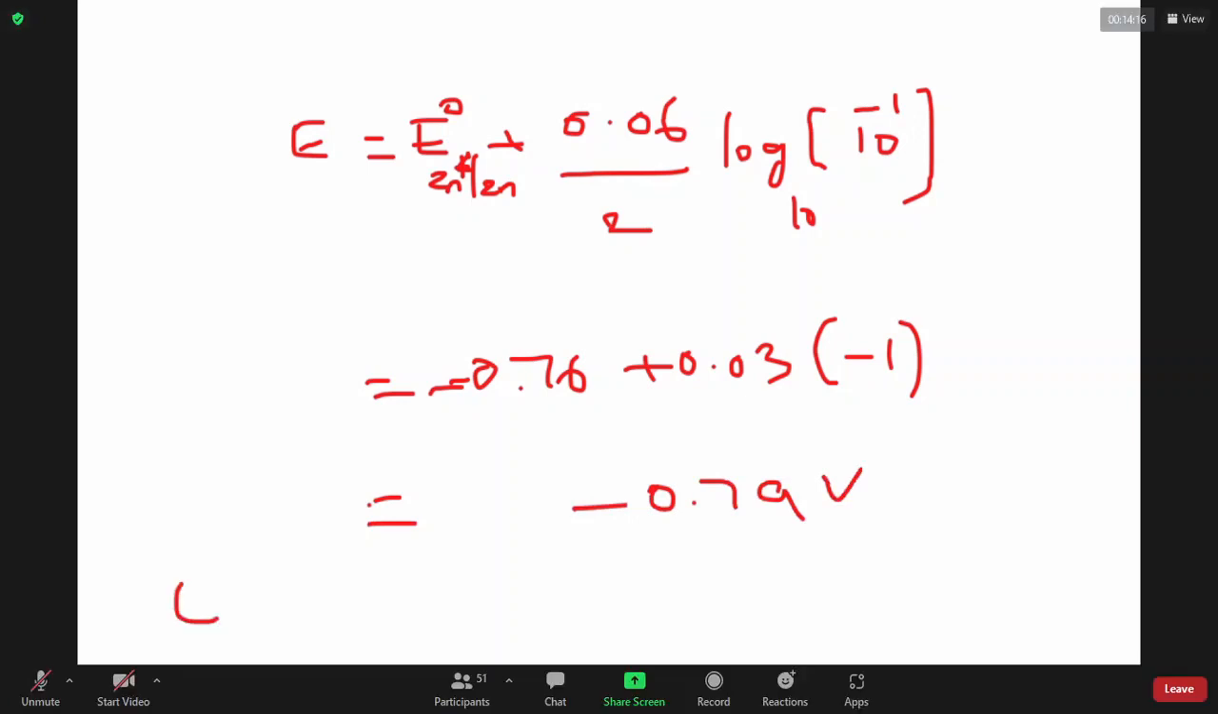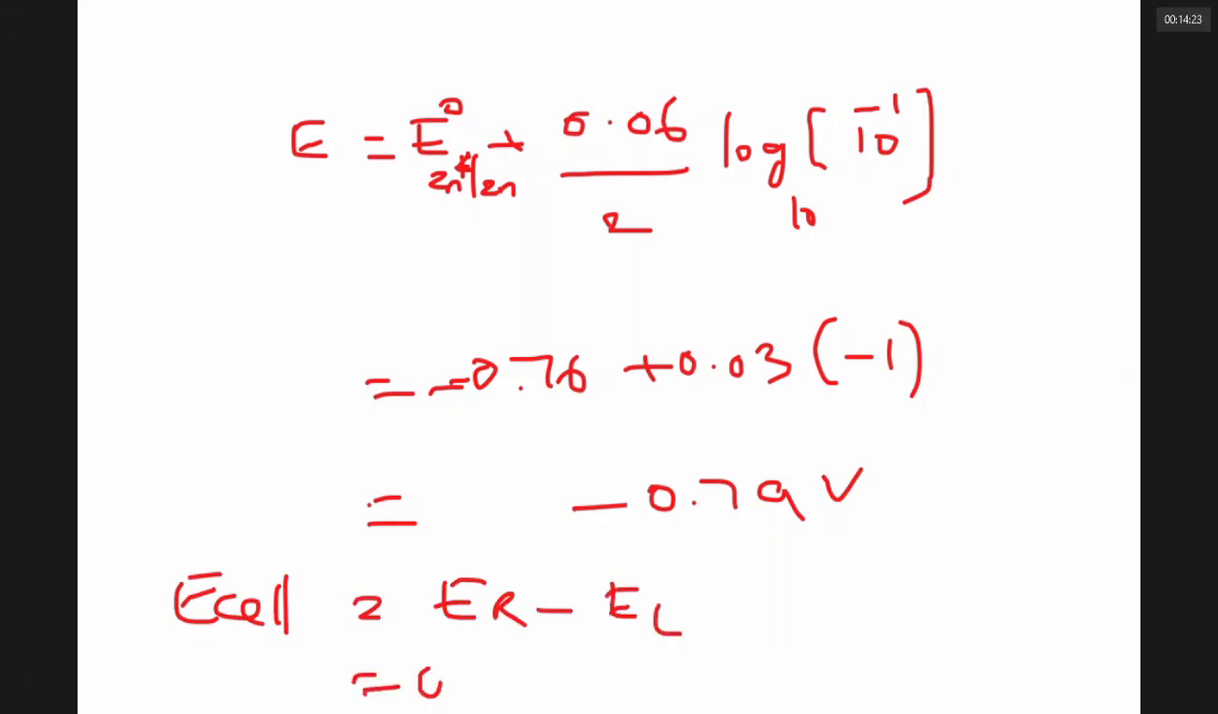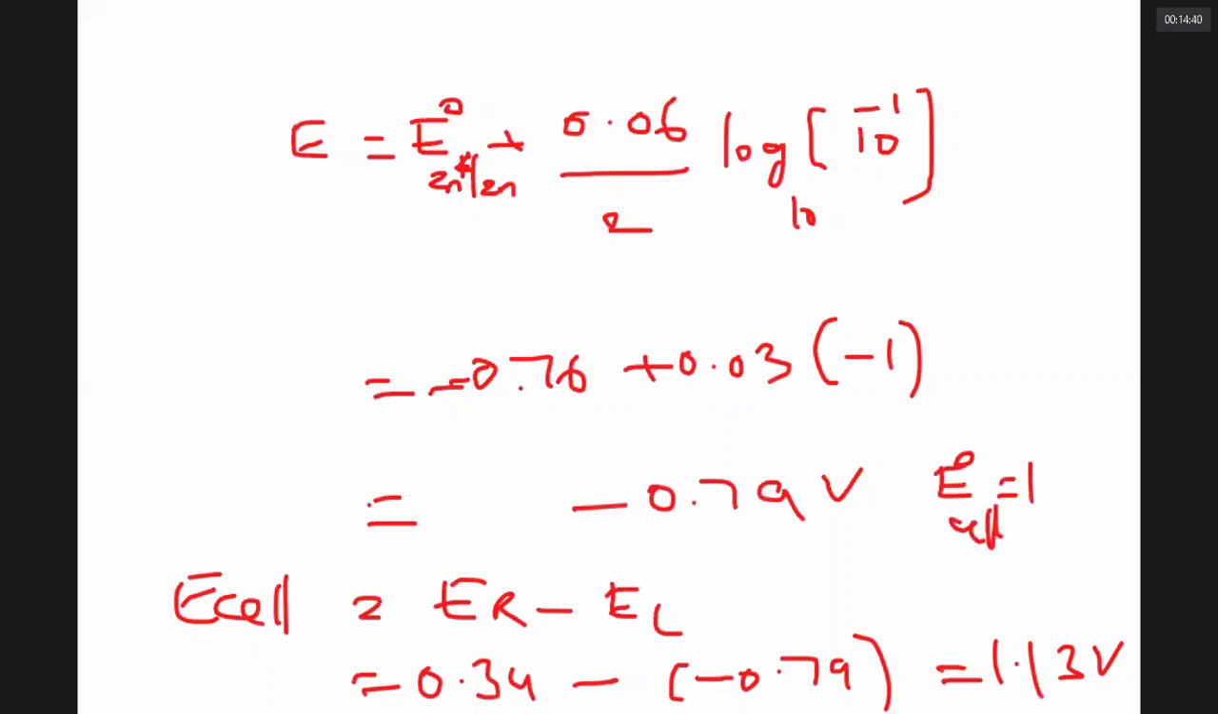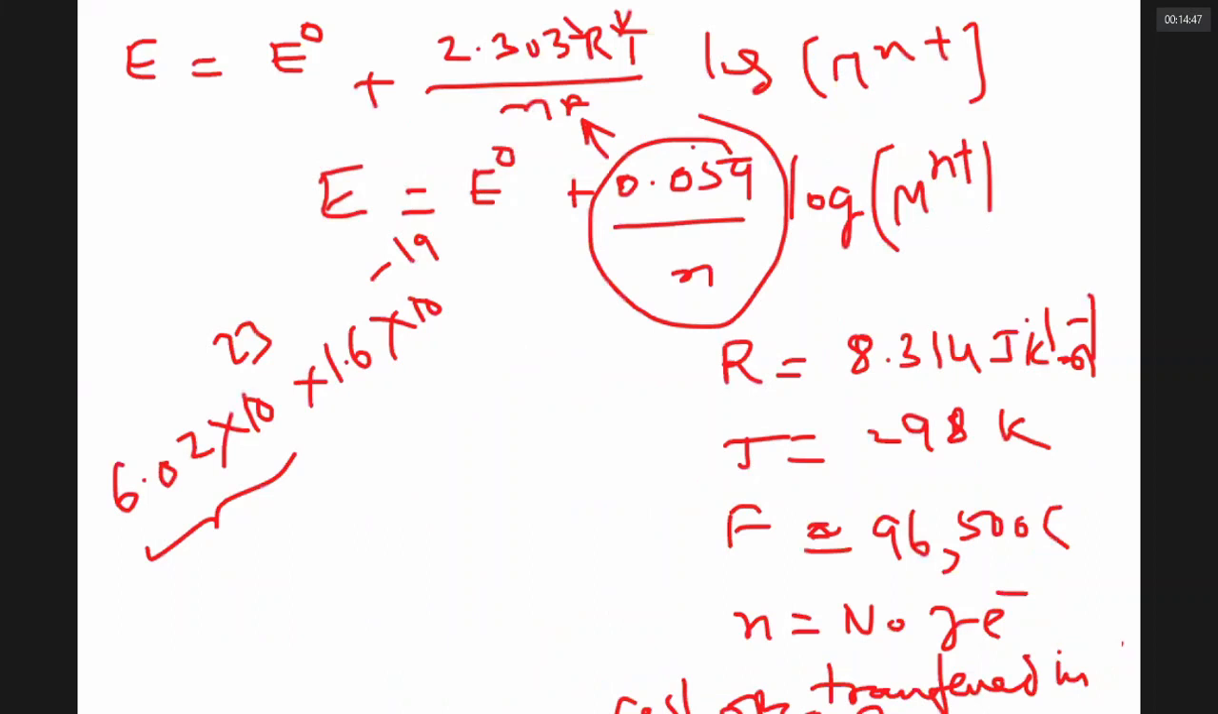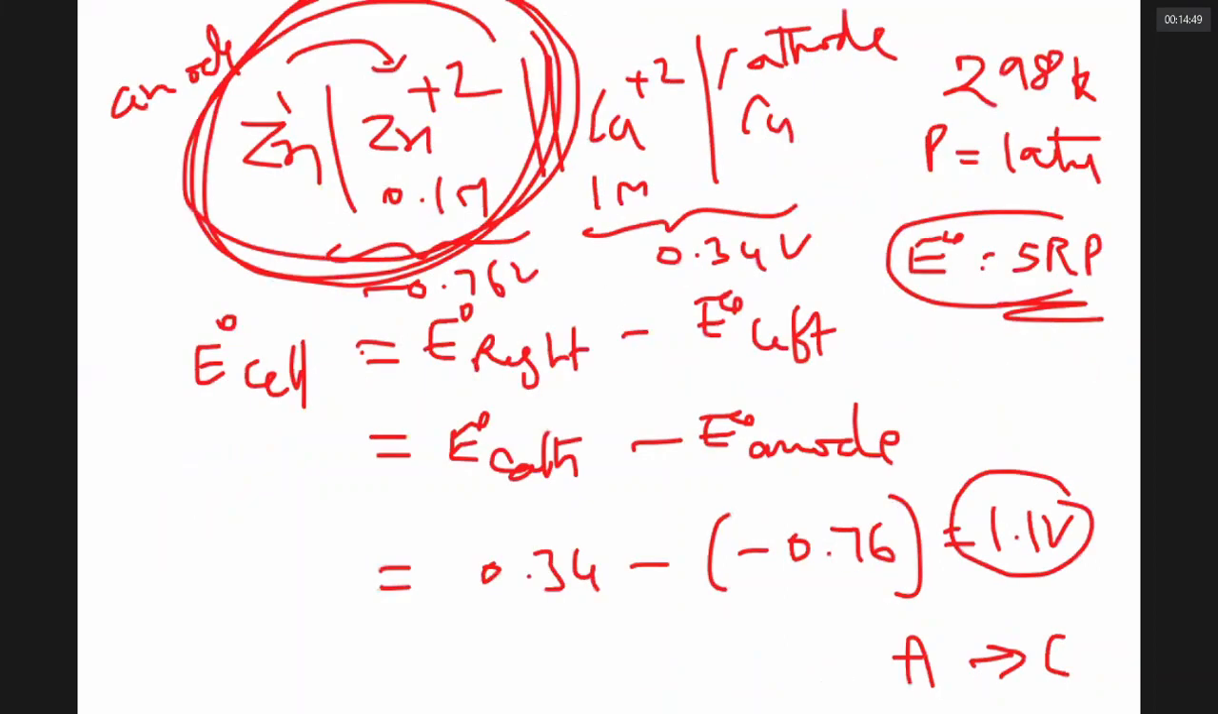Now, E cell is equal to how much? E right minus E left. E right, there is no change. E left changes to minus 0.7. Have you noticed the answer is 1.13 volts? The previous answer, E0 cell, is 1.10 volt. It means the voltage increased by 0.03 units. For doing what? For decreasing the concentration.